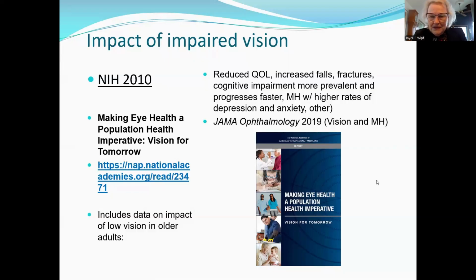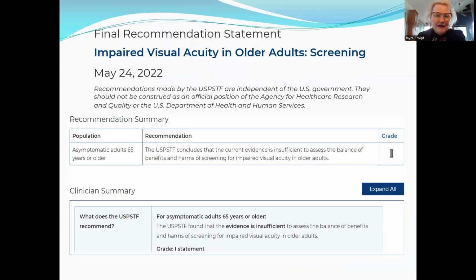And just the dependency and isolation when you can't drive, if that's been part of what you did, having to rely on others is a huge difference. So what about screening for vision impairment in older adults? In a final recommendation statement from the U.S. Preventive Services Task Force in 2022, they concluded that the current evidence was insufficient to assess the balance of benefits and harms of screening for impaired visual acuity in older adults. And I have to say, this kind of surprises me.